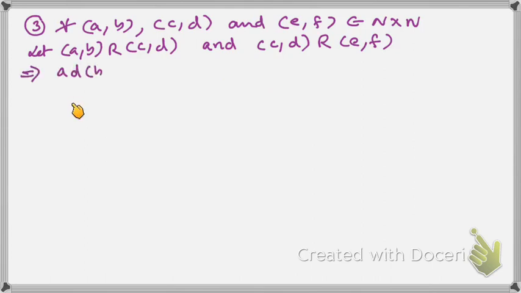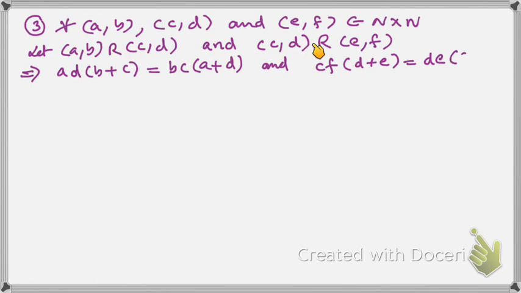Now, for each of them, I write the relation. What does that mean? Product of the extremes. So, I take product of the extremes, A into D into B plus C, is equal to B into C into sum of the extremes, A plus D. And I do the same thing with the other one. Product of the extremes, C into F multiplied with sum of the means, D plus E, is equal to product of the means, DE, multiplied with sum of the extremes, C plus F.